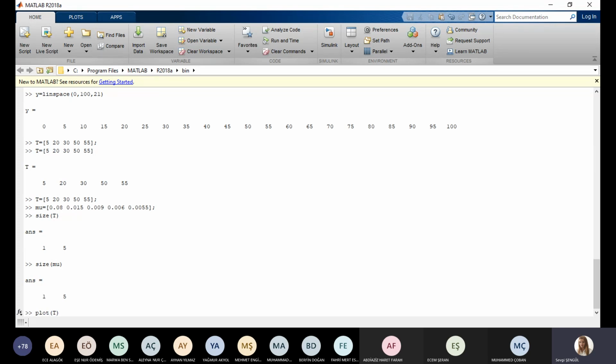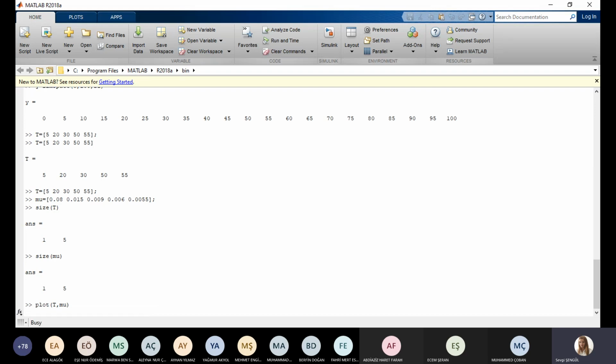Use the plot command. For the first one, I want to put temperature on the x-axis, and I want to put the viscosity values on the y-axis. If you do that, plot(T, mu), it will plot it.